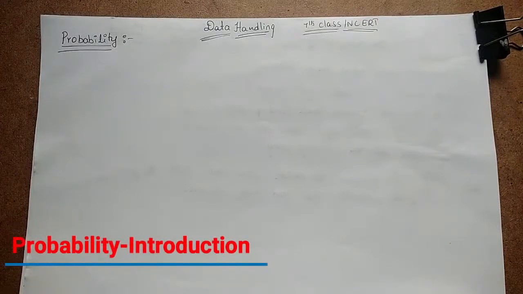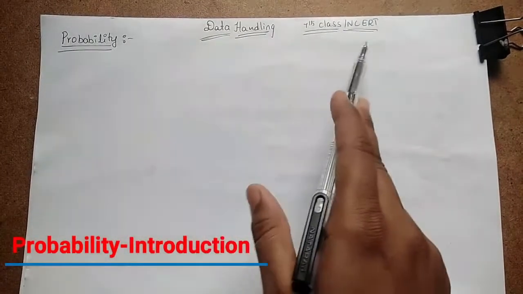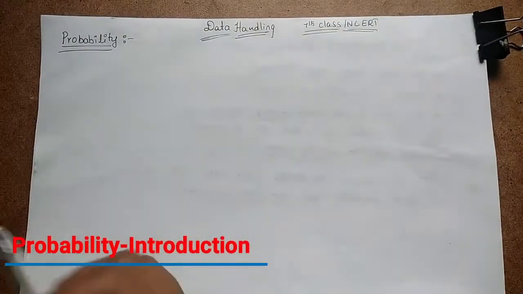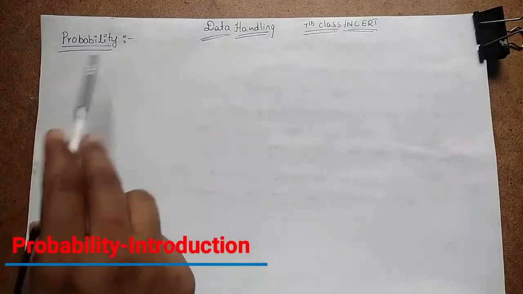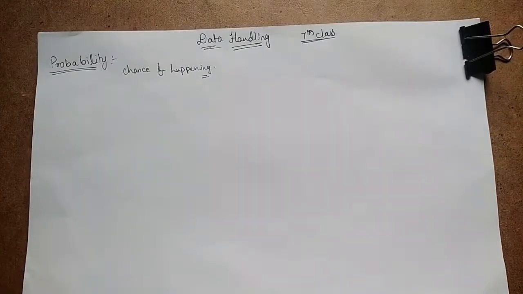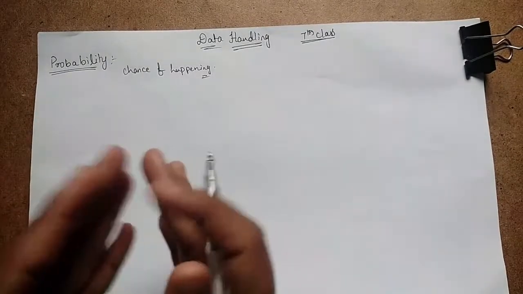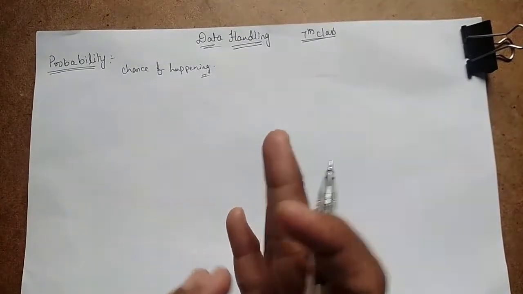Hi, hello, welcome to Mathsmedium. Today the topic was data handling from 7th class NCERT. In that we are learning about probability. Probability is nothing but it is a chance of happening. In one line we can say probability as an event has a chance of occurring.